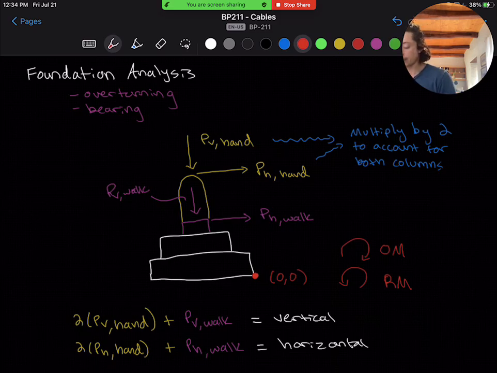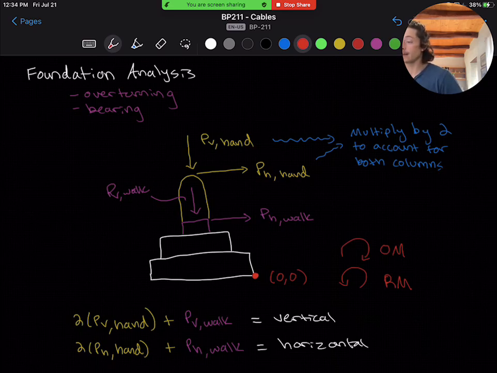I have here, 2 PV hand plus PV walk would be our total vertical forces, and 2 PH hand plus PH walk would be our total horizontal forces that contribute to our overturning moment and restorative moment at the tower and foundation point, 0, 0 that I've labeled here.